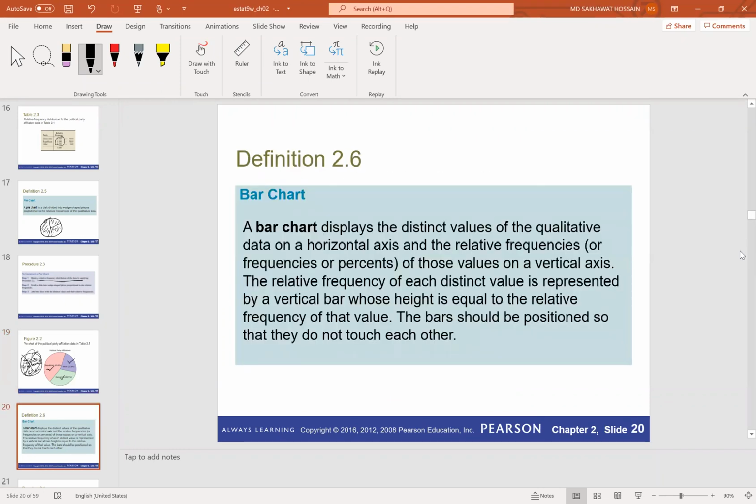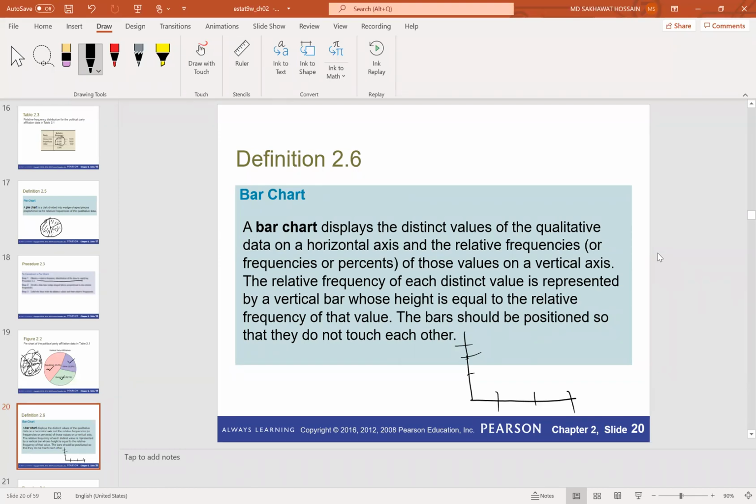The next one is the bar chart. This is also another graphical representation of qualitative data. So how do you construct a bar chart? A bar chart displays the distinct values of the qualitative data on a horizontal axis. So you will consider two axes. The horizontal axis represents the distinct values of the variable, and the vertical y-axis represents the corresponding frequencies or relative frequencies.